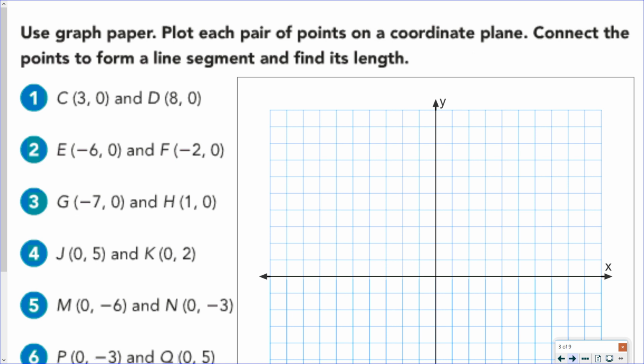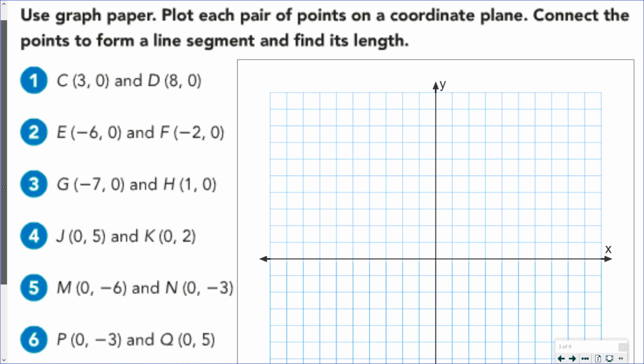So for these 6 problems here, we want to plot each pair of points on the coordinate plane. We want to connect the points to form a line segment and then find its length. So for C, we want to plot that point at 3, 0. So I'm going to start at the origin. I'm going to come to the right 3. So there's C. And then I go back to the origin. I go to the right 8. So there's D. So C is at 3, 0. D is at 8, 0.